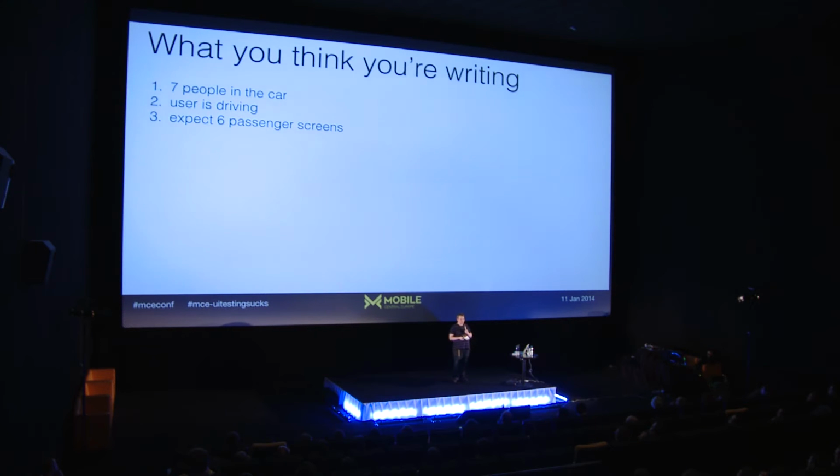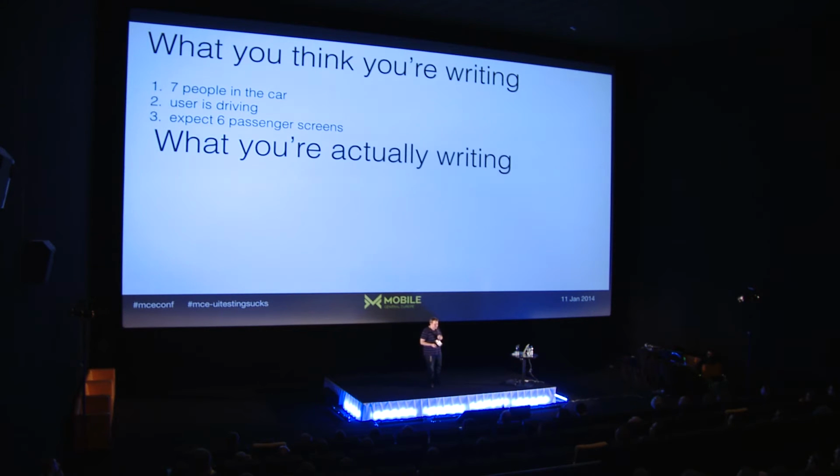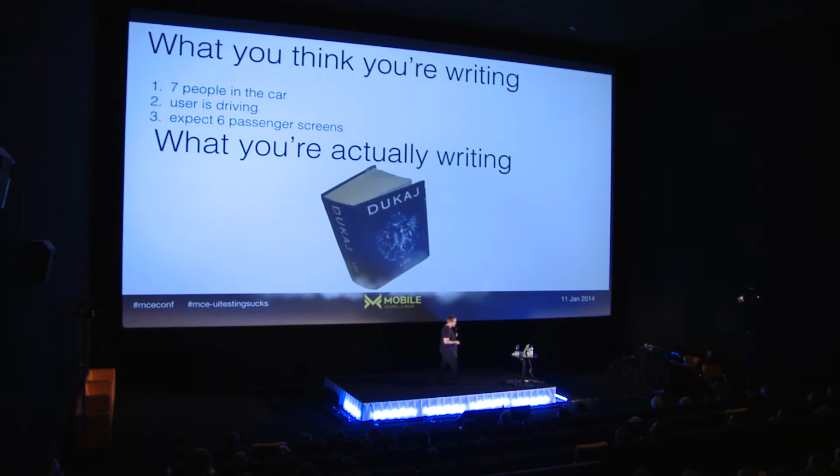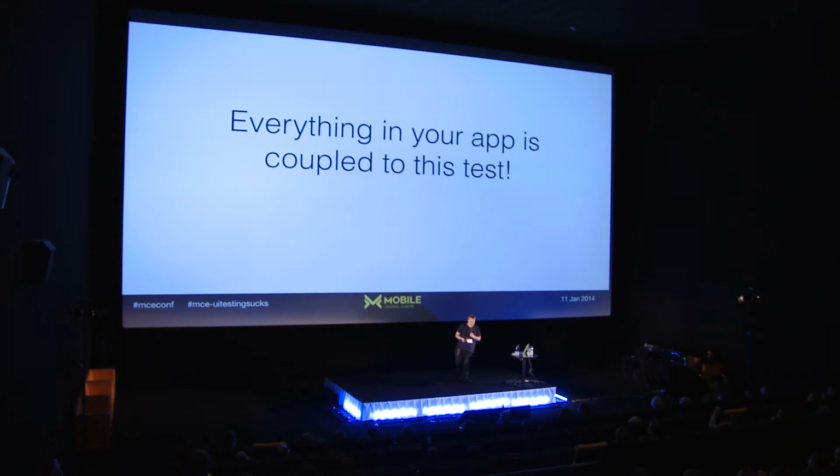This looks very simple, right? We have 7 people in the car. The user's driving. Should expect 6 passenger screens. What you're actually writing is a very long, boring novel. And something else that's kind of concerning is that everything in your app is coupled to this test. This particular app, you have to know how many people are in the car in order to do just about anything, right?